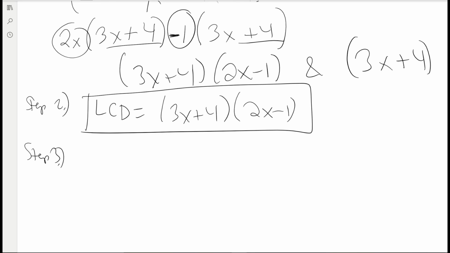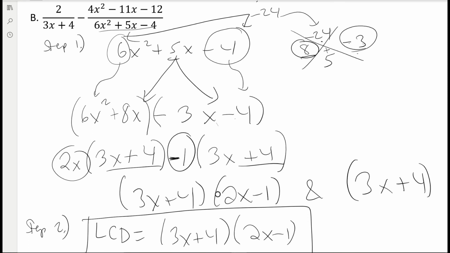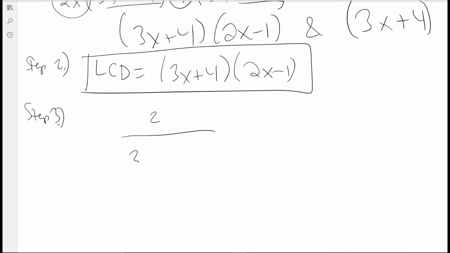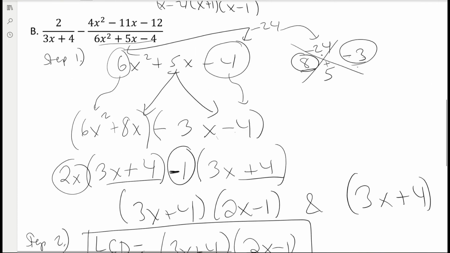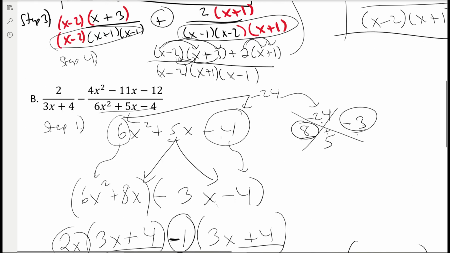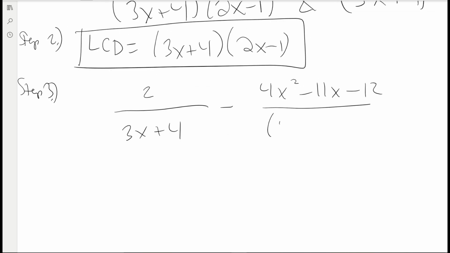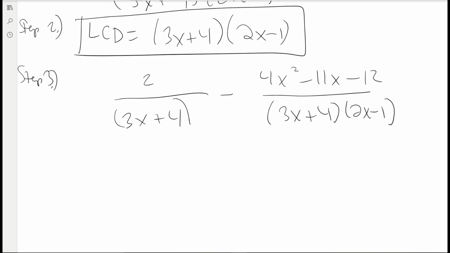Step 3. We're going to convert the fractions so that they have the same least common denominator. So we have 2 over 3x plus 4 minus 4x squared minus 11x minus 12. And then I'm going to convert that denominator. I'm not going to rewrite that denominator. I'm going to rewrite it the way I factored it earlier, like that. So now if I compare this to the least common denominator, I know that this first fraction is missing a 2x minus 1. So I'm going to give it a 2x minus 1.